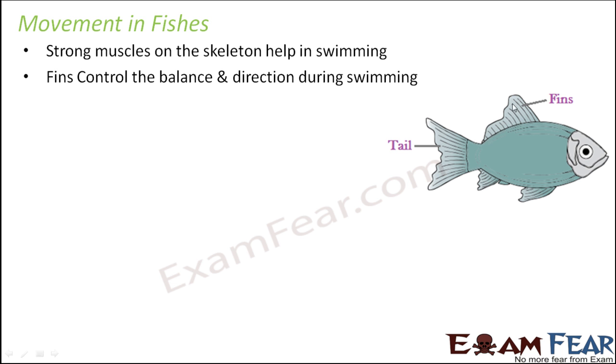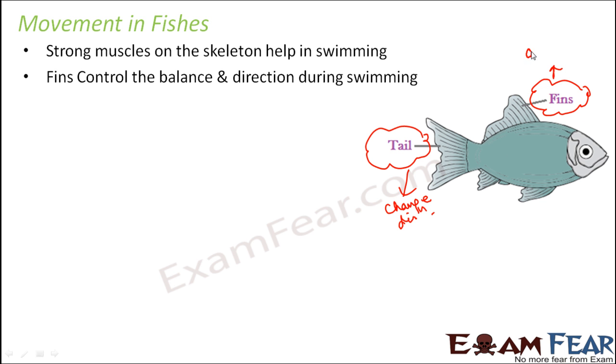So if you have ever seen these structures which they have, they are the fins, and the tail of the fish helps them to change direction. So the main purpose of the tail is to change direction while swimming, and the fins help to control the balance, because every time there is water, so they need to control the balance of the water and their weight on that. So controlling balance is handled by the fins. So balance control.